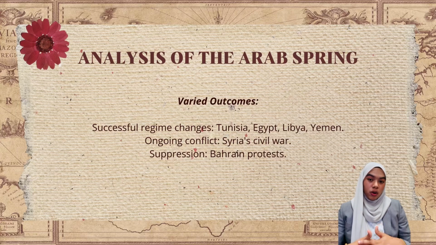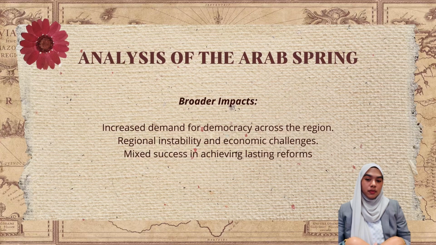Egypt initially saw a regime change with President Mubarak stepping down, but political instability followed. Libya experienced a violent civil war that ended with the fall of Muammar Gaddafi, but it left the country in chaos. In Syria, peaceful protests escalated into a brutal civil war that continues to this day, causing a massive humanitarian crisis. Meanwhile, in Bahrain, the government suppressed the protests and reforms were minimal.